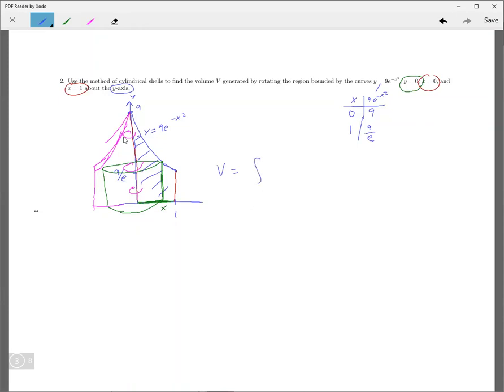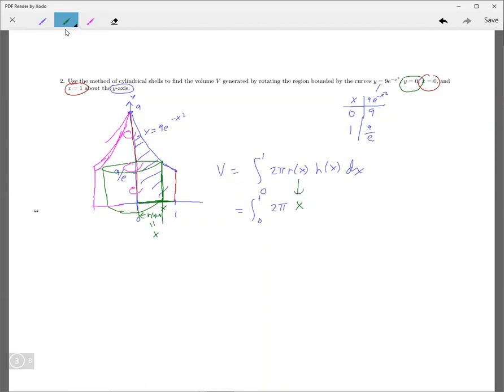So what we want to do is integrate in the x direction, from 0 to 1 right here. Again, it's 2 pi times the radius times the height dx. Now, since we're rotating about this axis and the line segment's over here, the radius is this distance here, which is x in this case. So this time it's x.